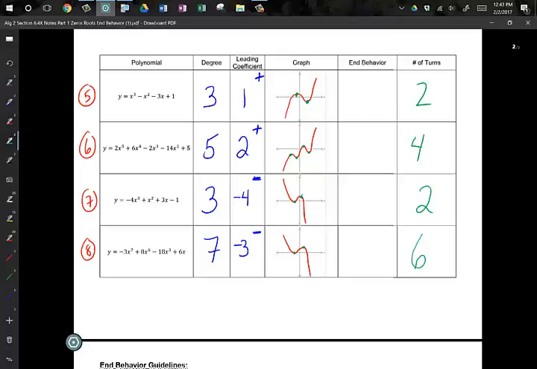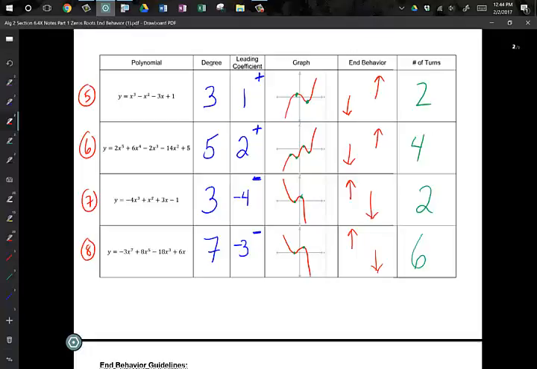And behavior. Here we go. Would you agree starts down, ends up? Starts down, ends up. Starts up, ends down. Starts up, ends down. Give me some brilliant deductions. Come on. Lane? If the leading coefficient is positive, it's going to end up. If the leading coefficient is positive, period, it's going to end up.